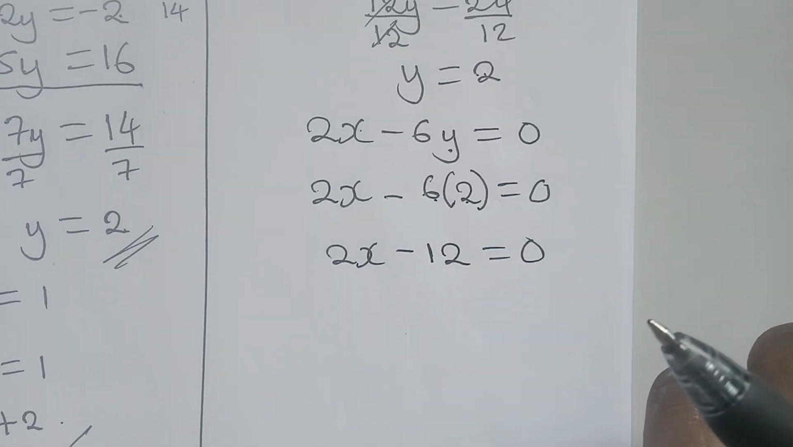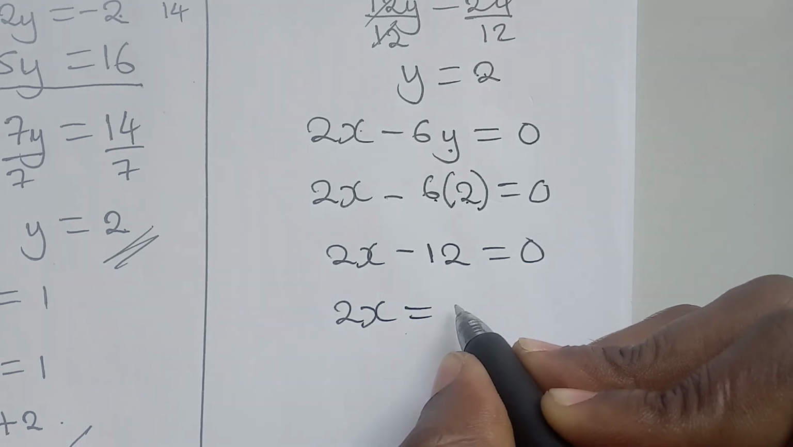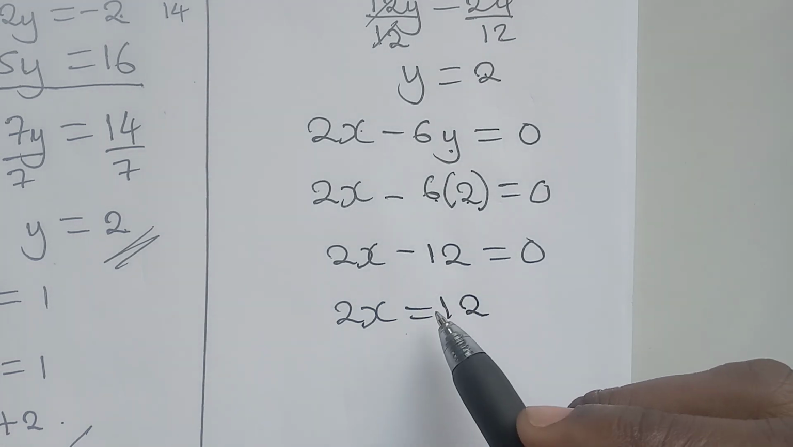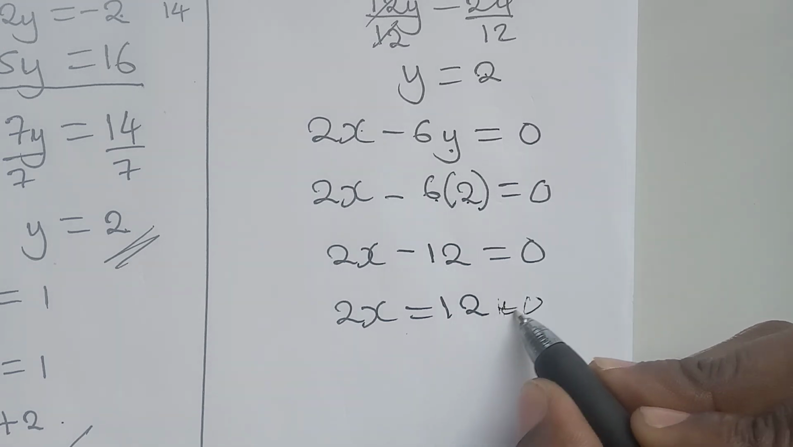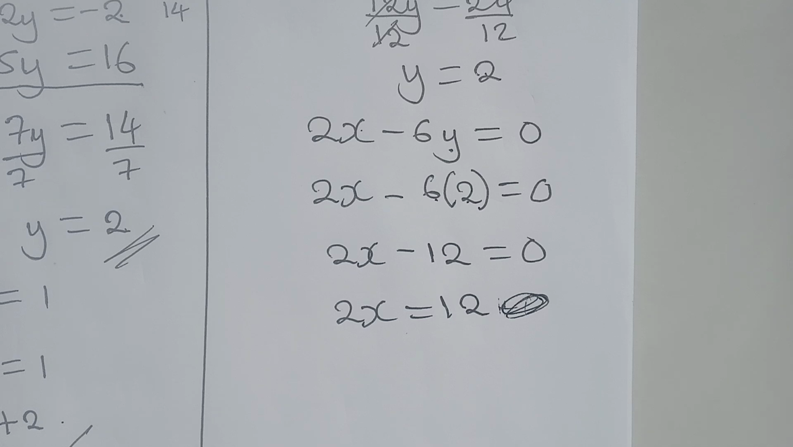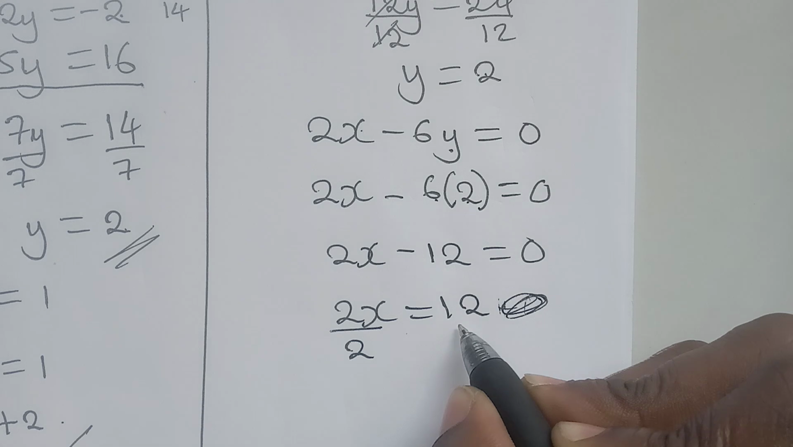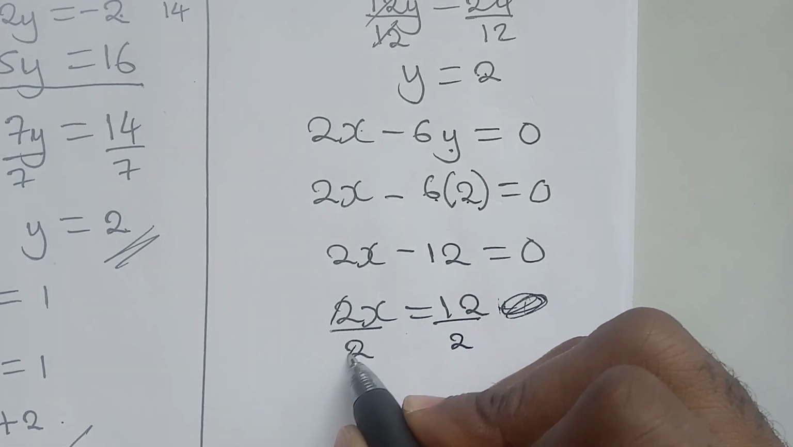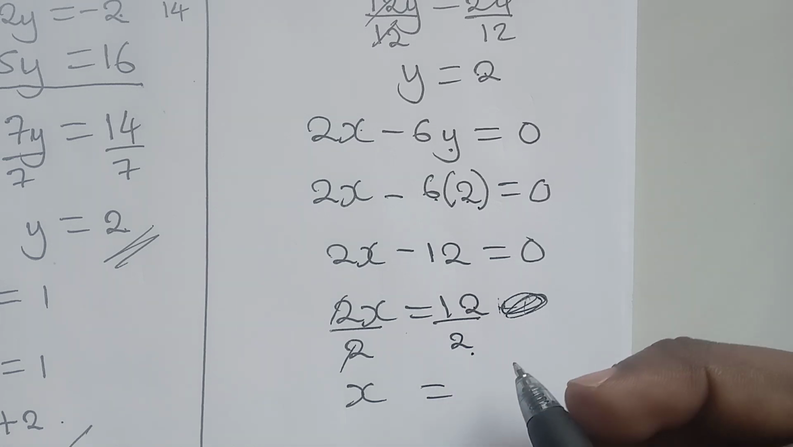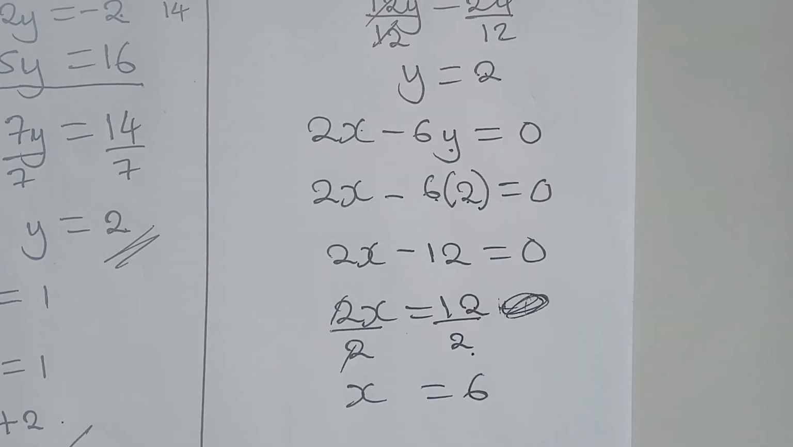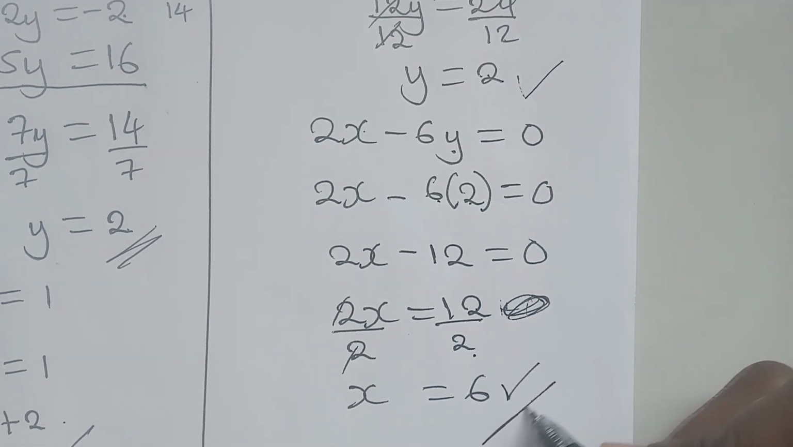And then you can collect the like terms. Of course, this is just a 0, so you can as well just ignore it, so that you have 2x equals 12. If you want, you can still include the 0, but it won't change anything because it's just like nothing. And then to solve for x, just divide both sides by 2. Then this and that will go, and then you remain with an x. Then 2 into 12, this is 6. So that means y is 2 and then x is 6, and you're done.